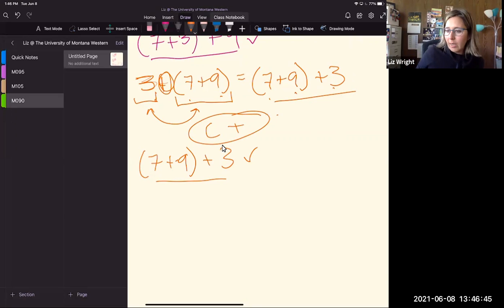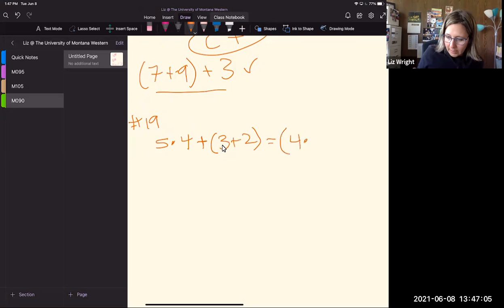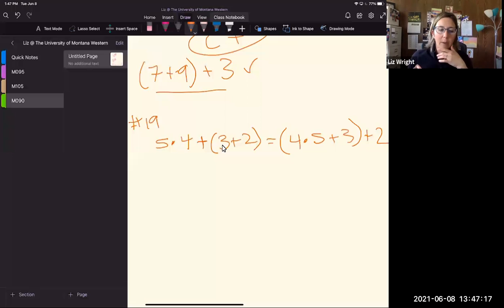Now we're going to jump down to number 19. Number 19, we've got 5 times 4 plus the quantity of 3 plus 2, and that equals 4 times 5, or the quantity of 4 times 5, plus 3 plus 2. All right, so let's look at this and let's maybe make some observations about what we are seeing.